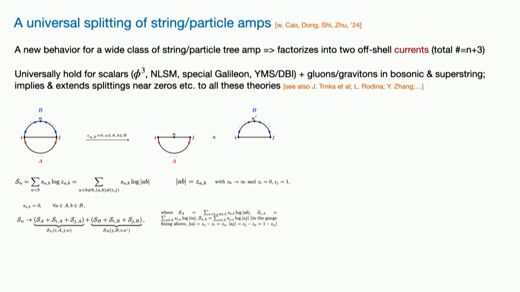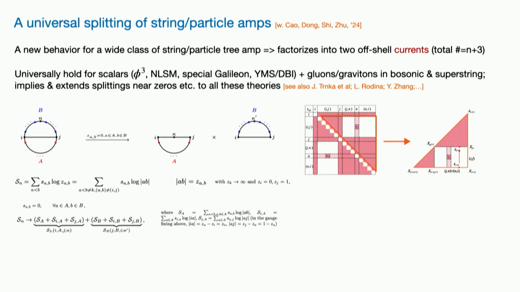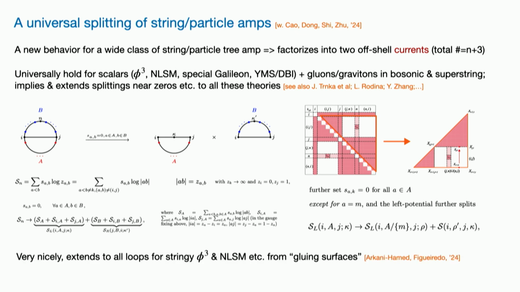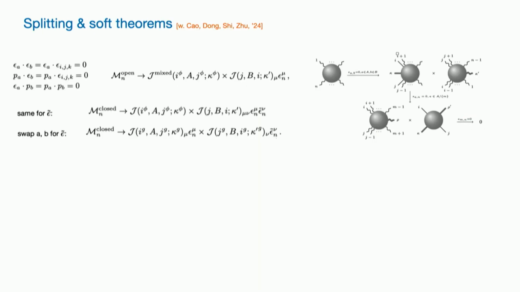From string, this is literally just the splitting of the Kobayashi-Nielsen factor, and it explains our original factorization near 0. And very nicely, in this paper, they explain that for the phi cube and nonlinear sigma model amplitude, you can also generalize it to all surfaces. So all higher loop things satisfy a similar splitting if you consider them as gluing surfaces.